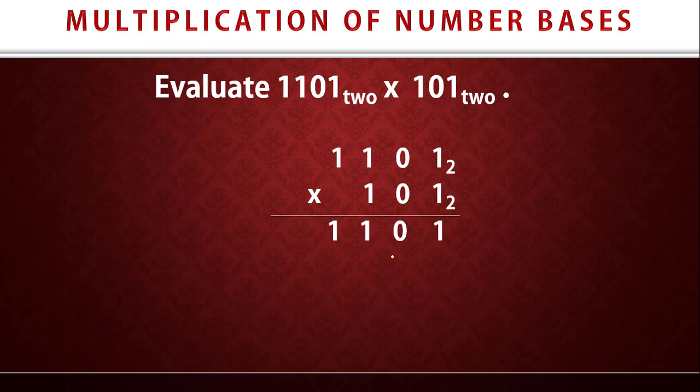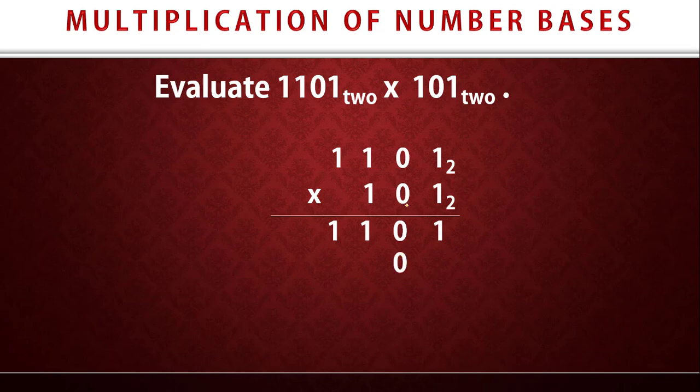We're going to start this one off from the second digit to the last. That means we're starting this one below the second digit to the last. If you look at 1101, the last digit is this 1, but the second digit to the last is this 0. So we're going to start this one below the 0. So 0 times 1 will give us 0. So we write 0 under that.